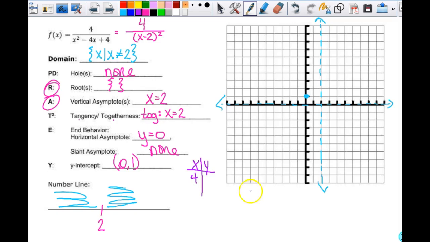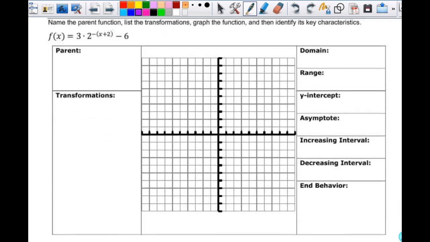Substitute in 4, and you get 4 over 2 squared, so that would be 1. So we can go to 4, 1, and it is a symmetric kind of graph. So it's going to look like this and this. And there you go.